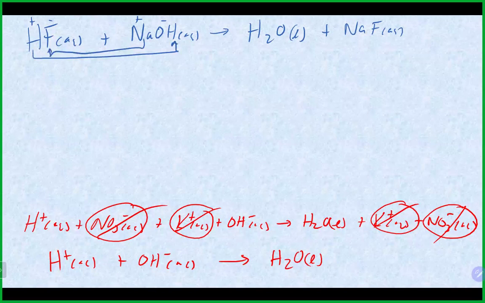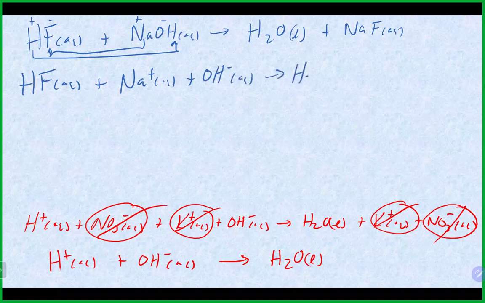And in this, our total ionic equation, because HF is a weak acid, which makes it a weak electrolyte, it actually will stay together and not break apart. Our sodium hydroxide will break apart because it's a strong base and strong electrolyte, which would break apart into Na plus and OH minus.